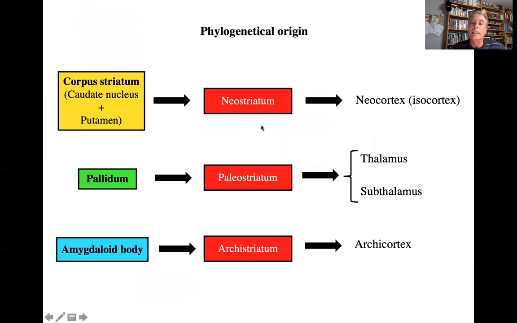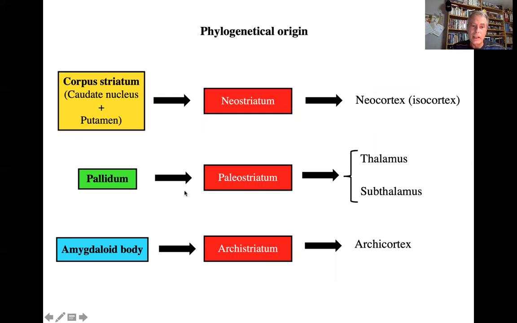So phylogenetically, these basal nuclei are divided into neostriatum, paleostriatum, and archistriatum. The neostriatum is formed by the caudate nucleus and the putamen, and they derive from a single nucleus that evolved close to the lumen, or the ventricle, and was split by the internal capsule. And the neostriatum is closely related with the neocortex.